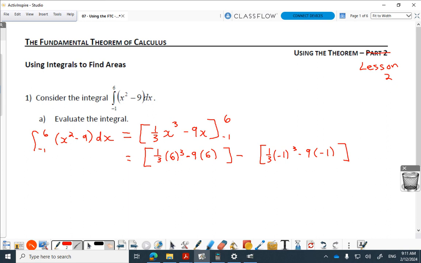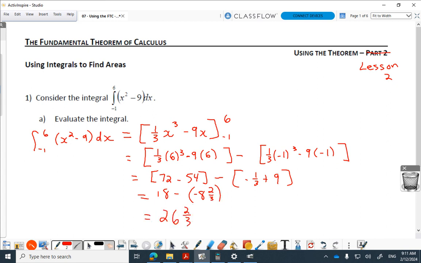Well, you can hammer these into your calculator, but I'm going to try by hand, because I know I've got a weapon. You have a weapon that makes it so I can worry a little less about this stuff. -1/3 plus 9. Don't get lazy now. Think it through. Plus 9, 54. 216 divided by this, yeah, 18 minus -8 2/3 equals 26 2/3.